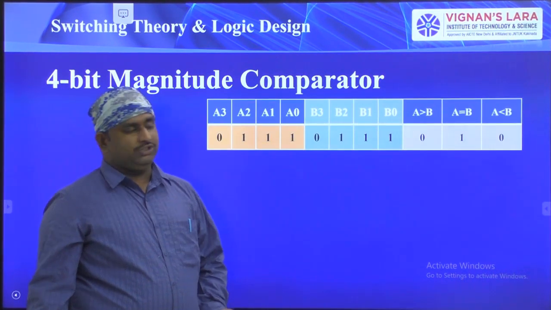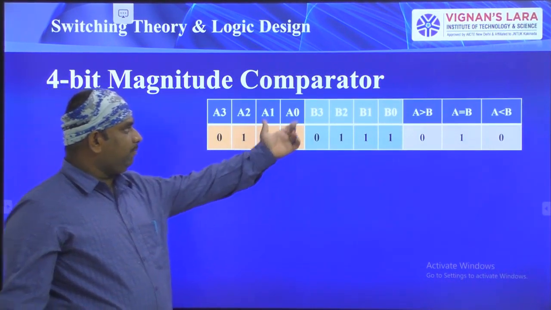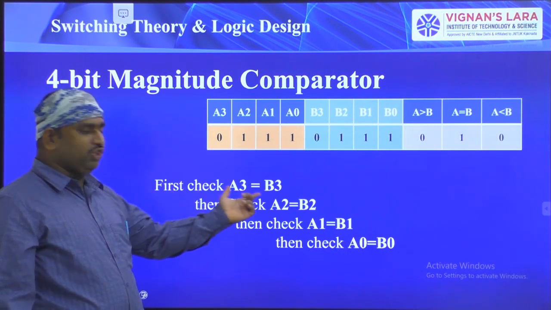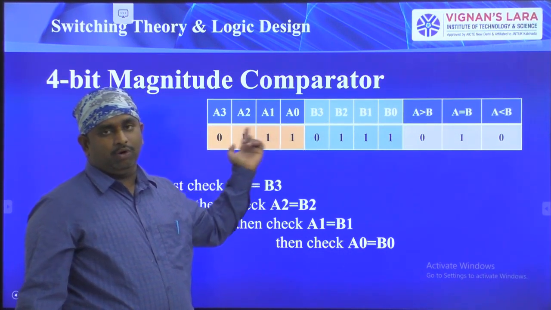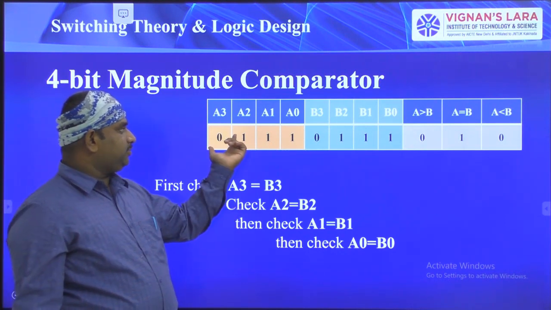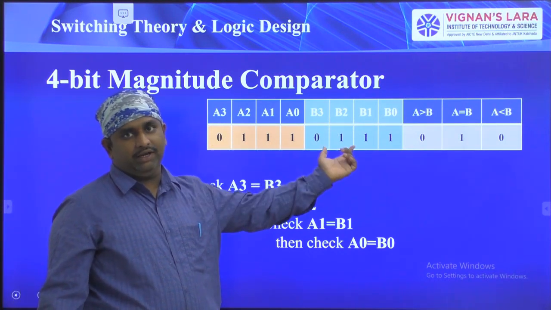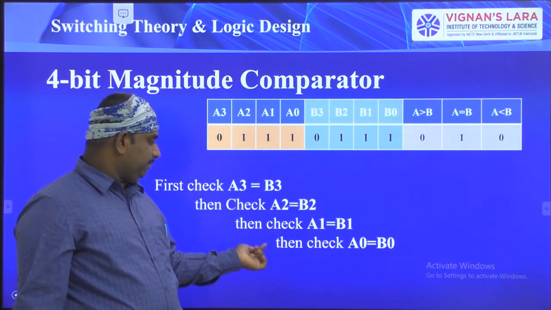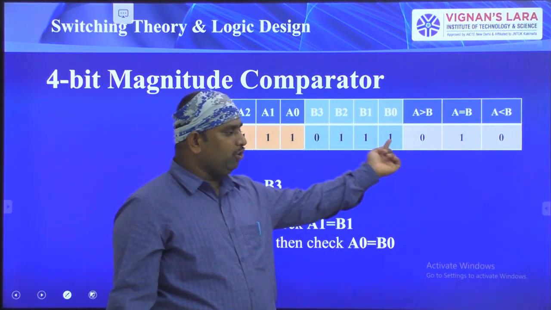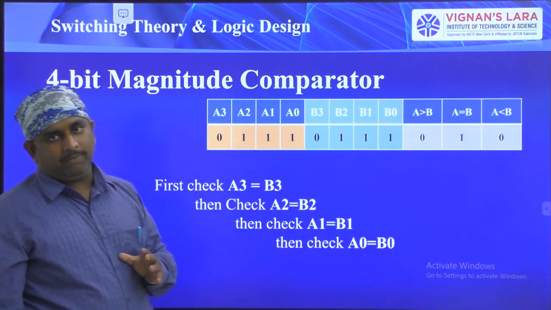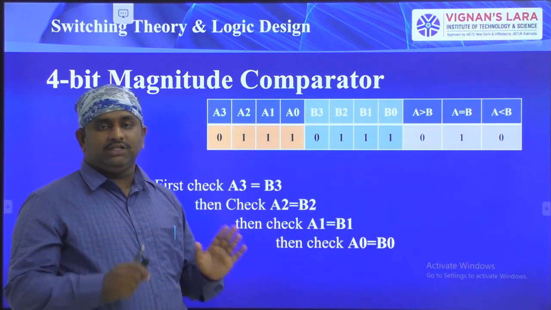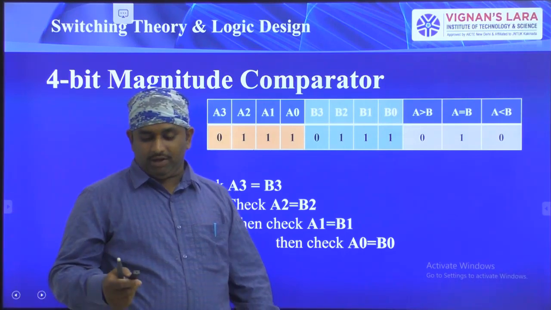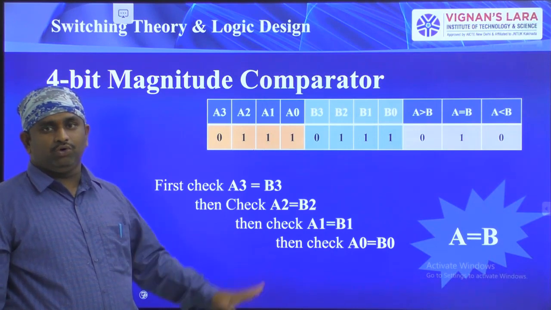Next, take one more combination. A is equal to 0111, B is equal to 0111. Now how will you compare here? First check A3, B3. Both are the same. Next check A2, B2. A2, B2 are also the same; here it is 1, here it is also 1. Next check A1, B1. Here A1 is equal to 1, B1 is equal to 1. Both are the same. Then check A0, B0. A0 is equal to 0, B0 is equal to 0. So in this combination, all the bits of A are equal to all the bits of B. Now you can say that A is equal to B.